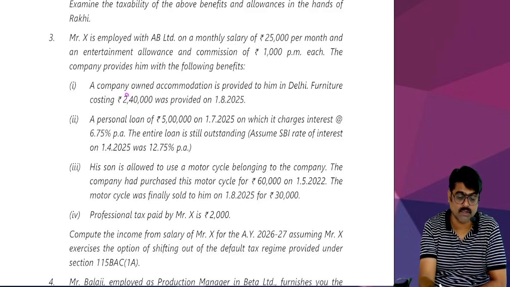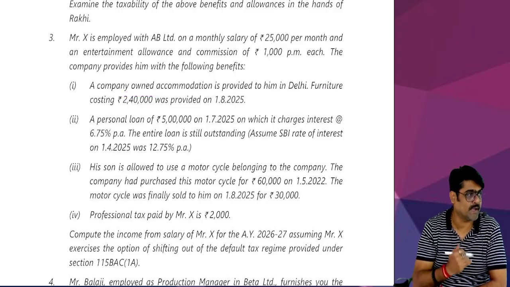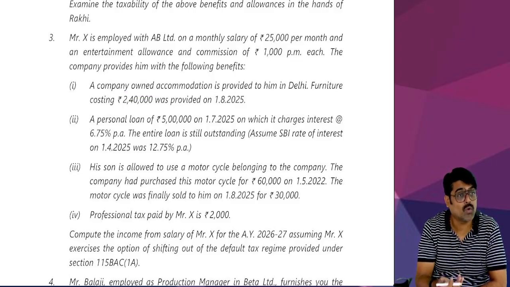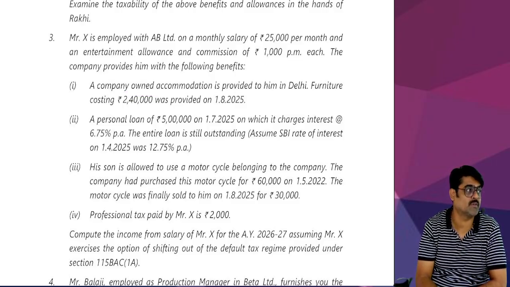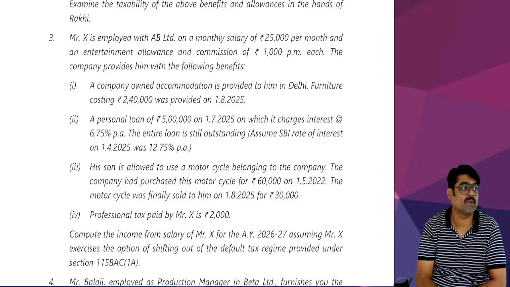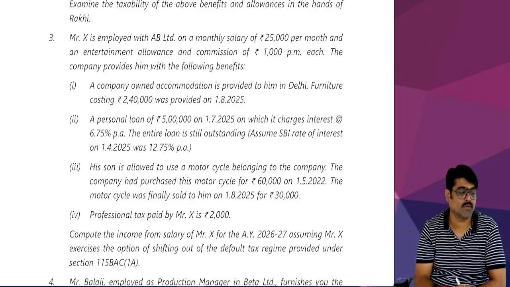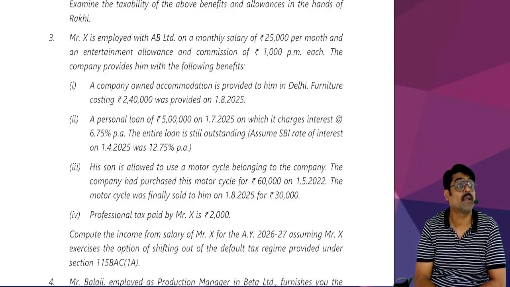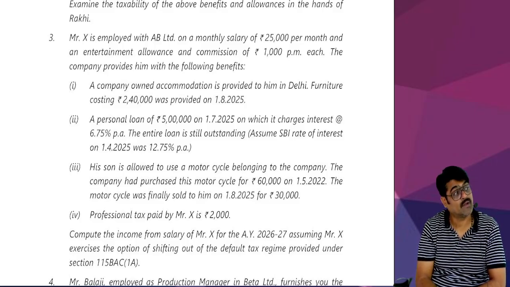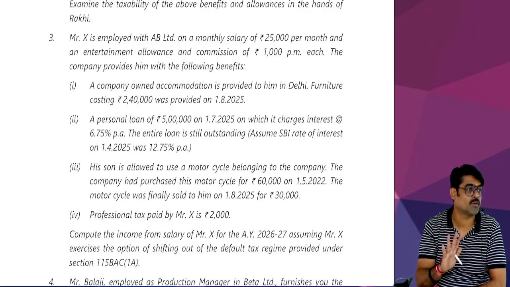Because the accommodation is owned by the employer. Employer is not taking the accommodation on rent. It is employer's owned accommodation. For owned accommodation, we check the city and we check the population. If the population is more than 40 lakhs, then for this accommodation, how much value will be taxable? 10% of your salary. 10% of your salary will include everything except those 5 things.